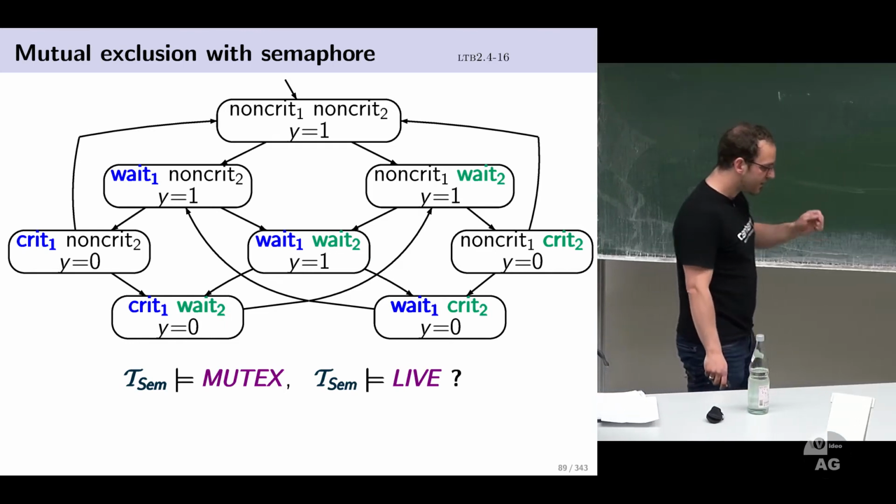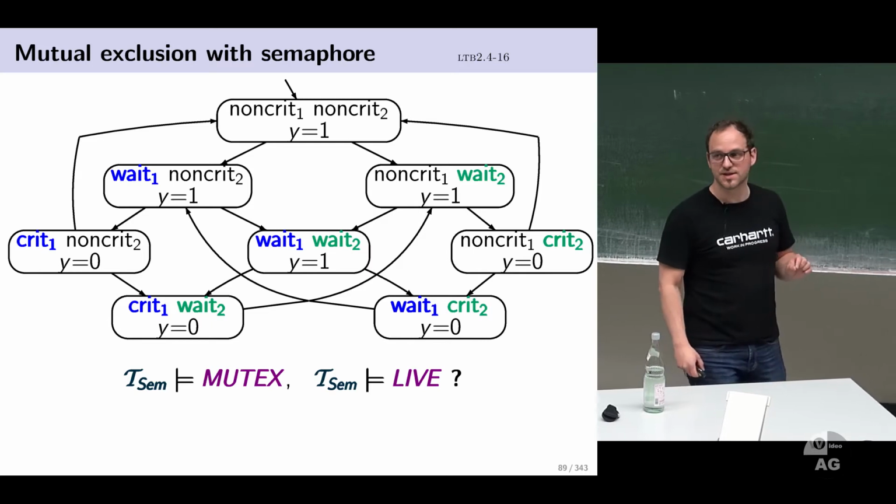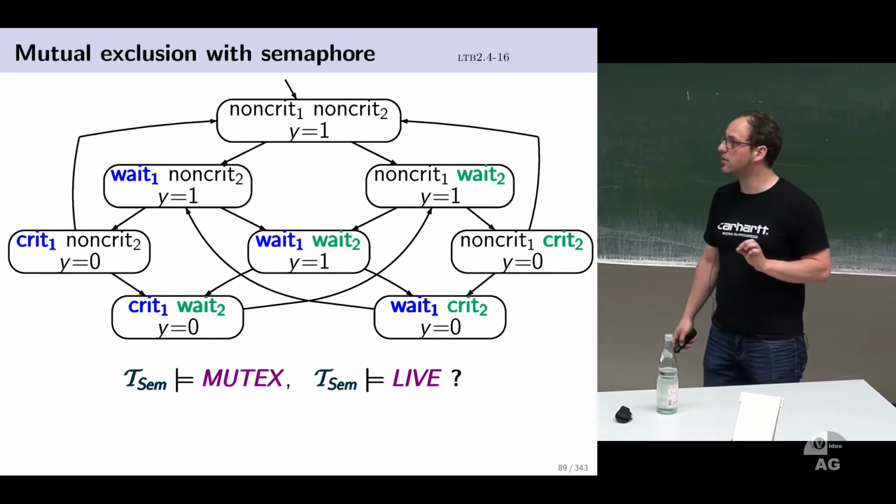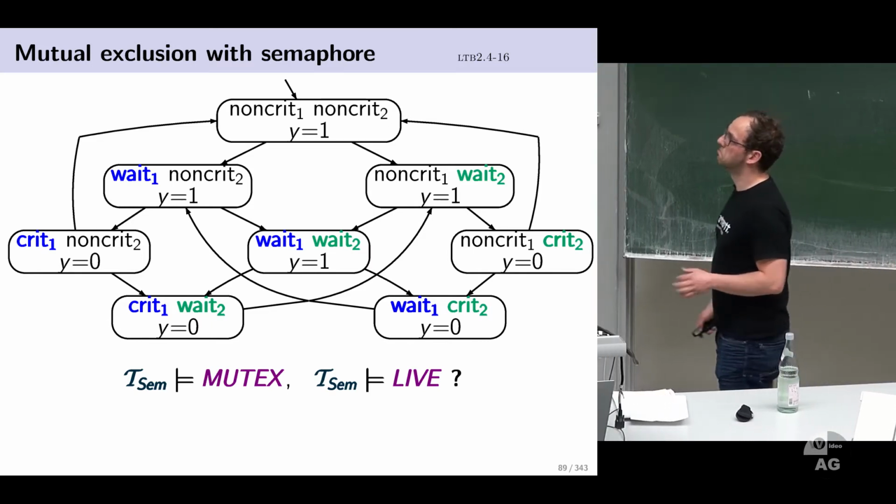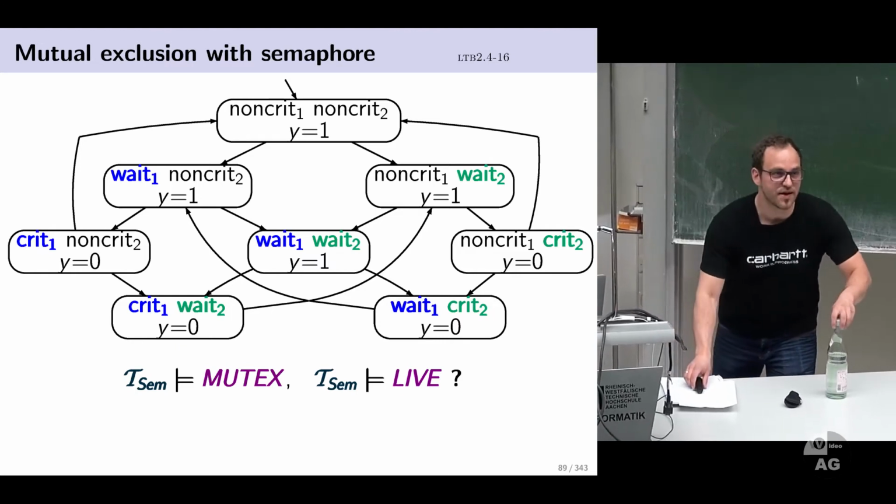So if infinitely often process 1 wants to enter the critical section, it infinitely often does so, and the same for process 2. Would you say it's satisfied or is it violated?